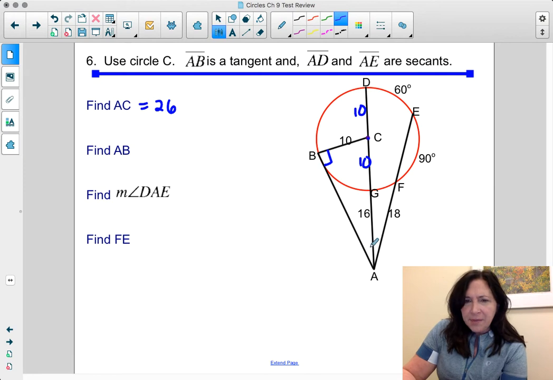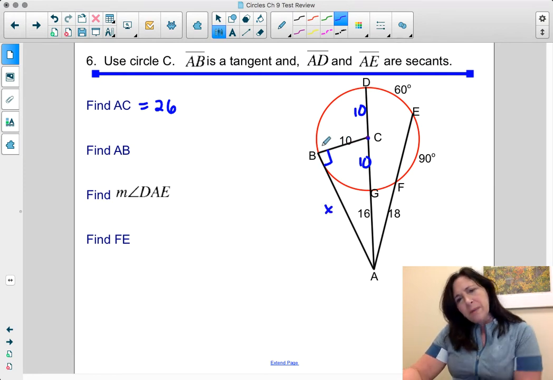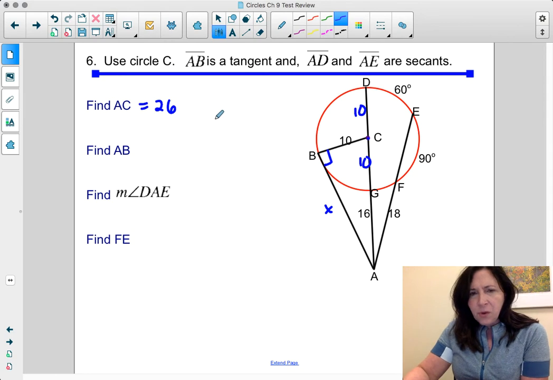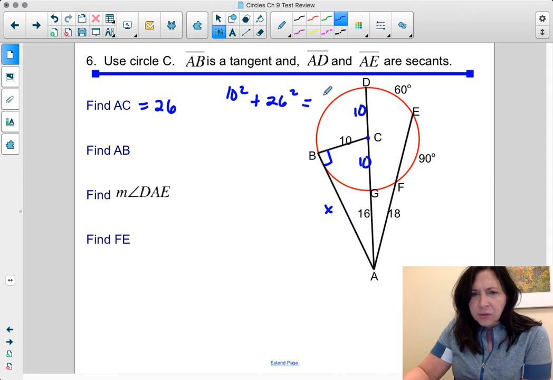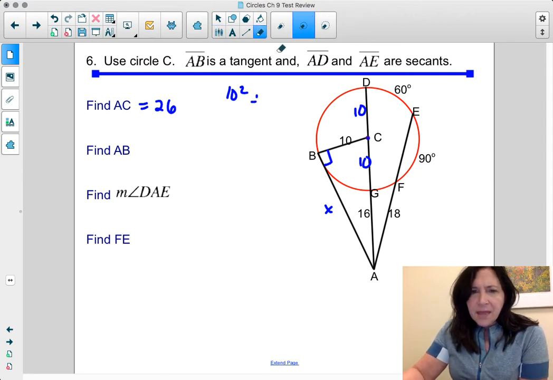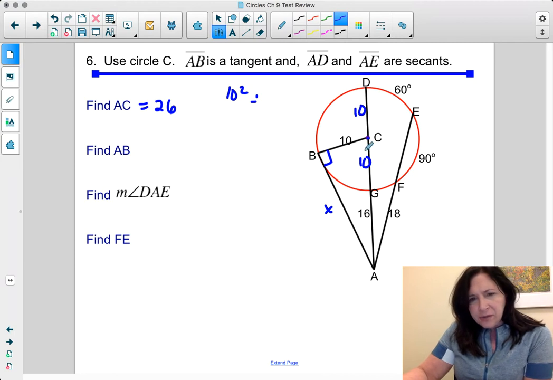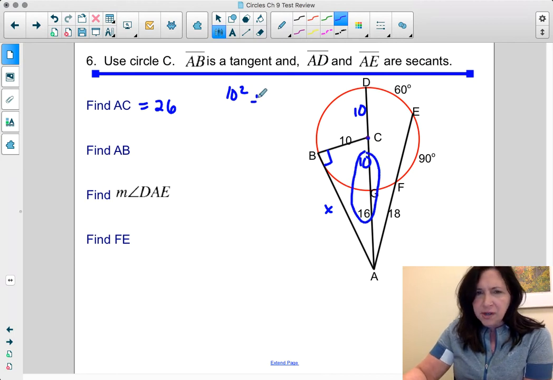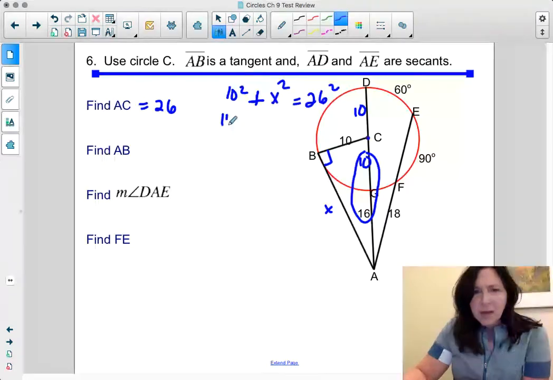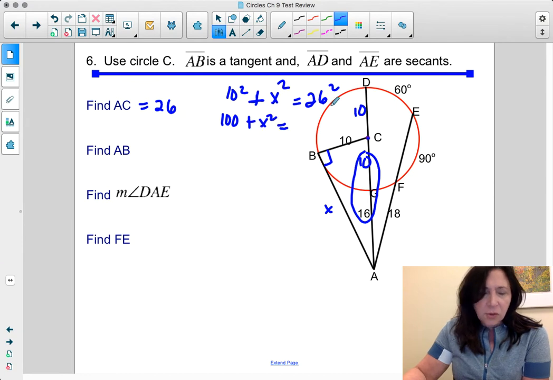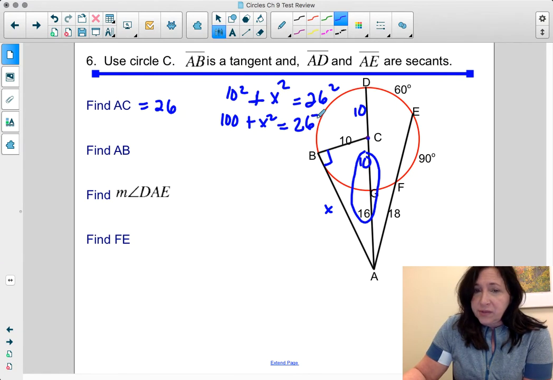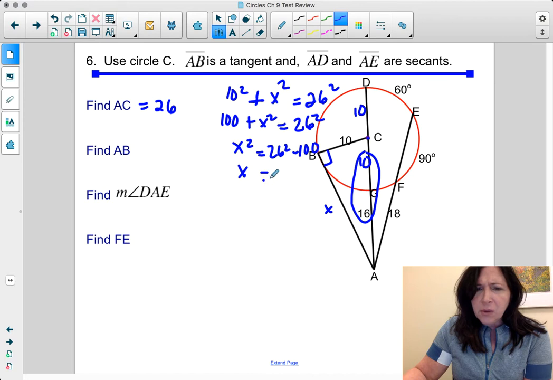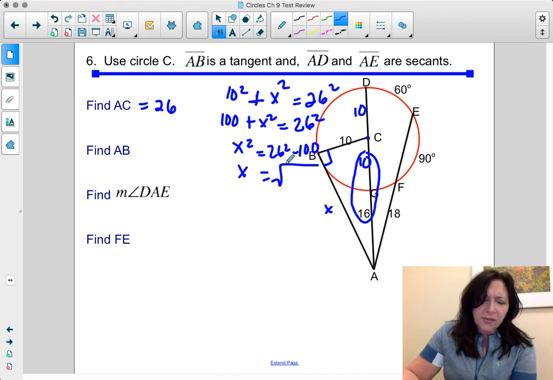Excuse me. AB, I want to find this next. So I know that this is a right triangle, and so I can do 10 squared plus 26 squared is equal to, oh, that's not right. Hold on. Because this is my hypotenuse right here, 26 is my hypotenuse, so that's what you set it equal to. So 10 squared plus x squared is equal to 26 squared. So we have 100 plus x squared is equal to 26 squared, whatever 26 times 26 is. X squared is equal to 26 squared minus 100. X equals the square root of 26 squared minus 100.